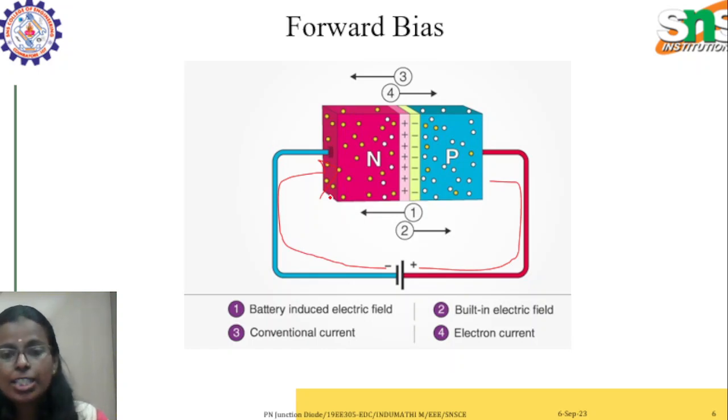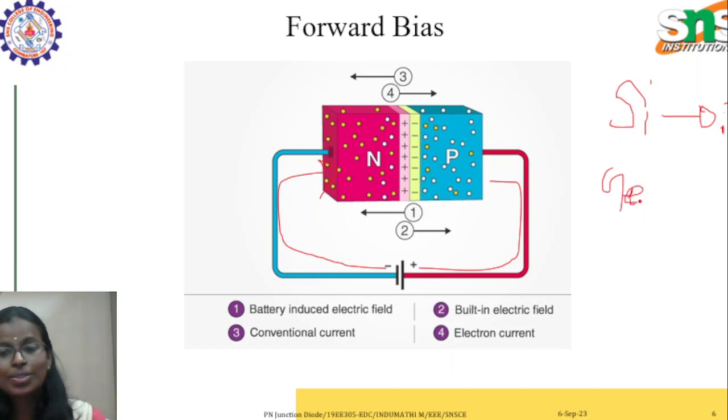The diode starts to conduct after the barrier voltage, the potential barrier voltage. That is 0.7 volts for silicon and 0.3 volts for germanium. After this barrier voltage, the diode automatically starts to conduct.